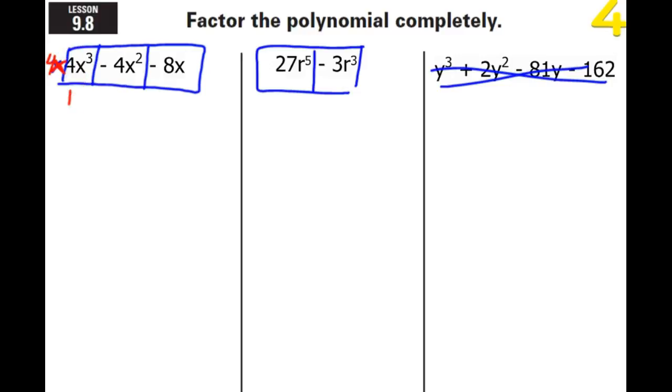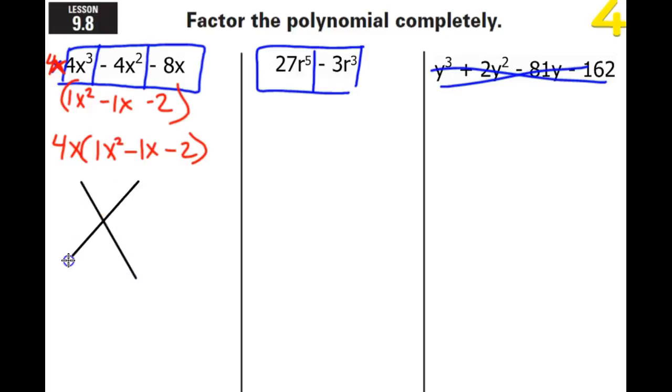So 4 times 1 is 4, and we have 1x out, so we have 2 left over. And if we took out a 4, we need a negative 1. And if we took out 1x, there's 1 left over. 4 times negative 2 will give me negative 8. And there's an x gone from there. So I have 4x factored out. Then I have 1x squared minus 1x minus 2.